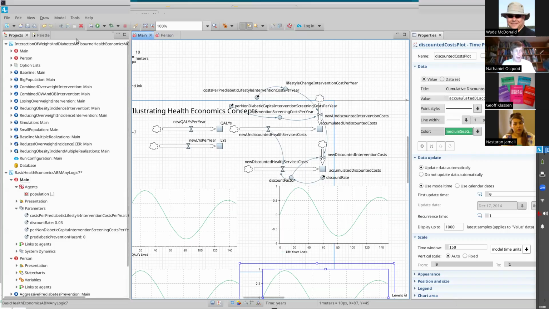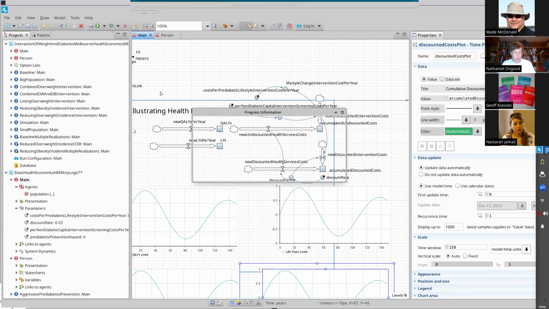We will have a certain value for the amount of accumulated undiscounted costs accrued from the start of the model till now. We will have a value for the quality adjusted life years lived, where it's no longer just person years considered purely on their own, but considered together, weighted by the quality of life involved.